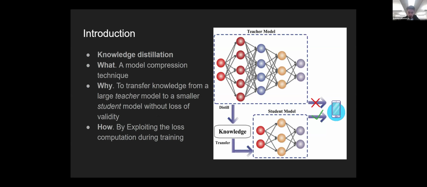Knowledge distillation is a model compression technique whose goal is to transfer knowledge from a large model to a smaller student model without loss of validity. And it accomplishes this by exploiting the loss calculation during training. In this figure, we can imagine that our large model is this teacher model, and the small model is this student model. And what we want to do is somehow distill and transfer the knowledge from the teacher model to the student model.